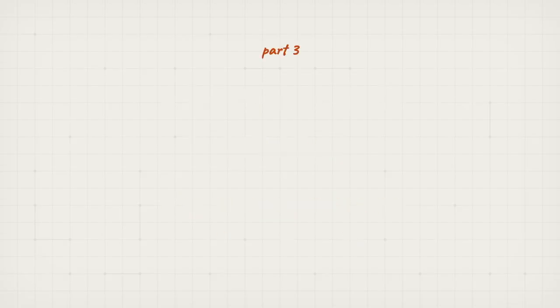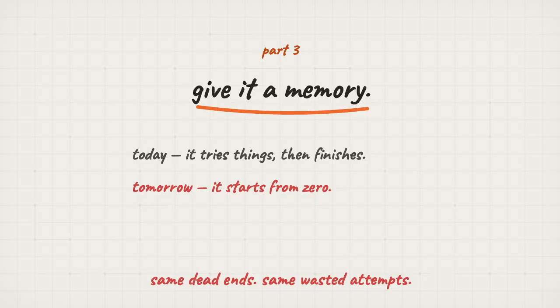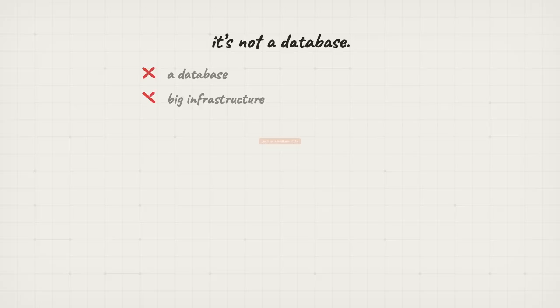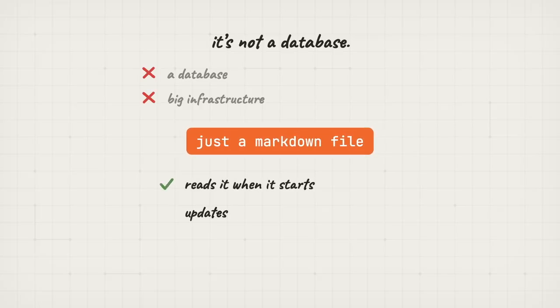Now the third part. So your loop runs today, it tries some things and it finishes. You run it again tomorrow and it starts from zero. Same dead ends, same wasted attempts. So a real loop writes things down. What it tried, what passed, what's still open. And it's not a database. It's not some big infrastructure. It's a markdown file. The loop reads it when it starts, updates it when it finishes, and tomorrow morning it picks up where yesterday stopped.